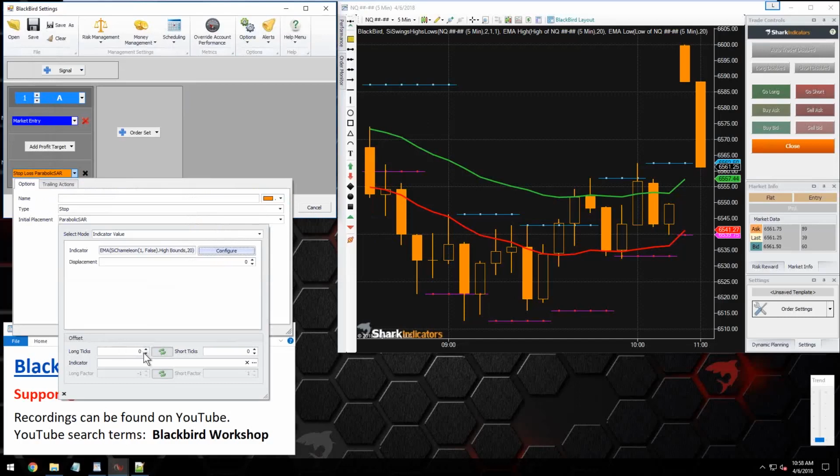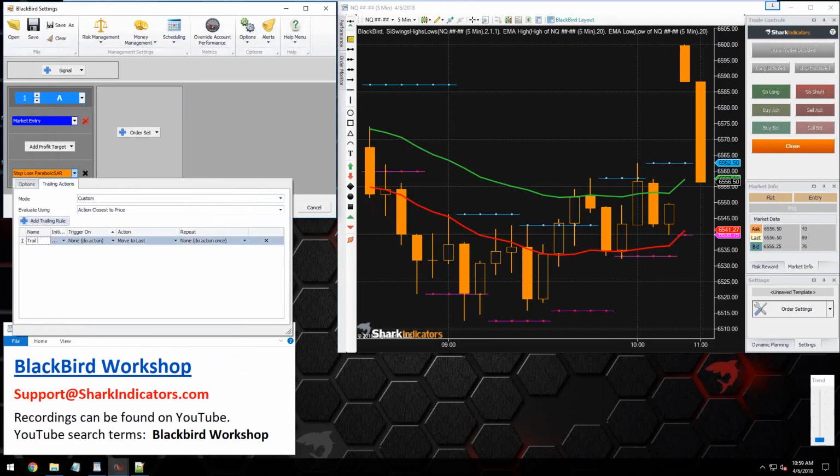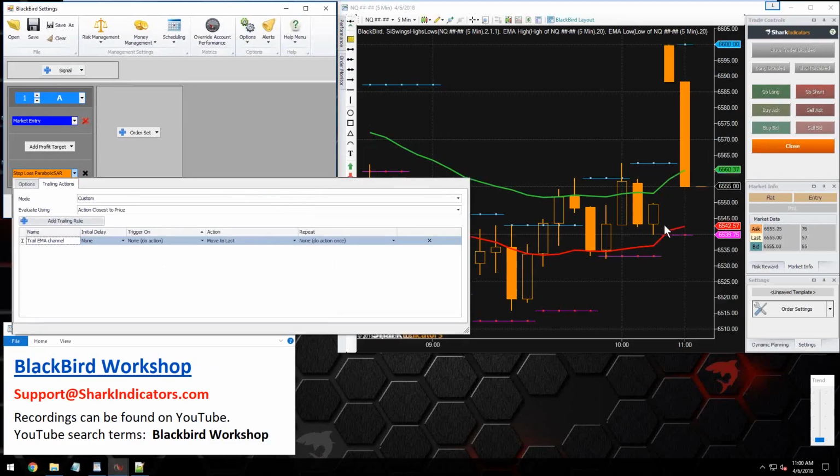All right, so for a long trade, let's say we want our stop loss a couple of ticks below it. I'll just over-exaggerate here, so I'll set it to 5 ticks below. And for a short trade, it's going to be 5 ticks above. All right, and then if we want it to trail, let's go into custom here and add a trailing rule. I'll just call it trail the EMA channel, as Peter had put it. So this is just a simple trailing here.